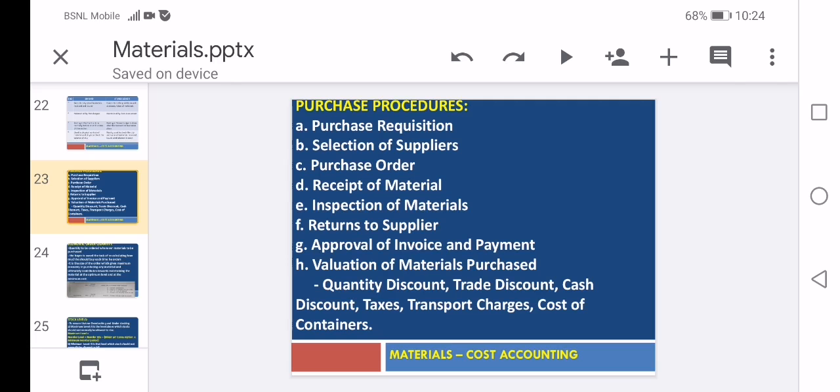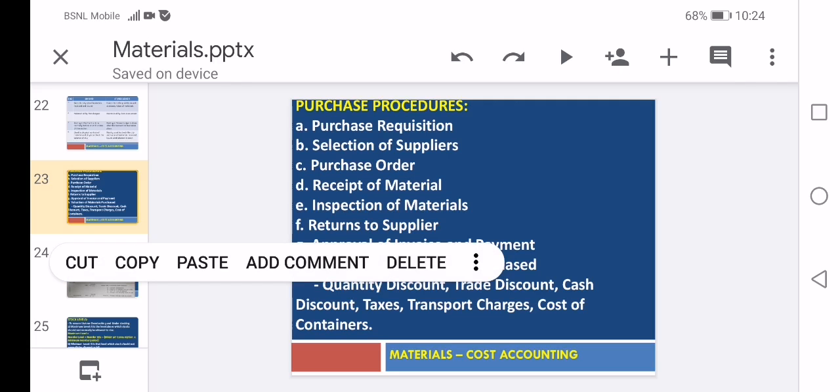Next one is placing the order, which is also called purchase order. Once the supplier selection is over, to that specified supplier, purchase order is prepared and sent, mentioning quantity, time for delivery, and other specifications of the material that we have to purchase.